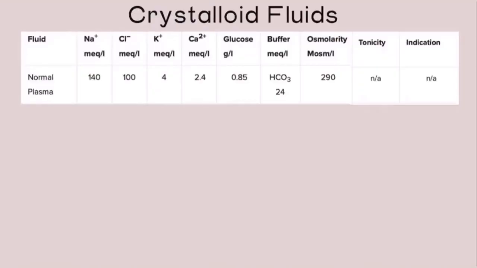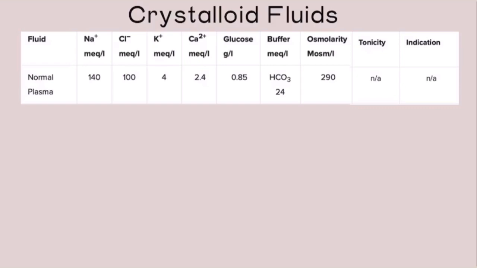To understand the different types of crystalloids, we need to first know what normal plasma is. Remember that plasma is the extracellular liquid portion in which the red blood cells, white blood cells, and platelets are carried. When it comes to IV fluids, the most relevant constituents of plasma are the following: sodium, which is normally 140 milliequivalents per liter, chloride, which is normally 100 milliequivalents per liter, potassium at around 4 milliequivalents per liter, calcium at around 2.4 milliequivalents per liter, and glucose at about 0.85 gram per deciliter.